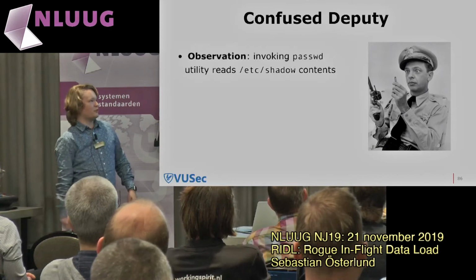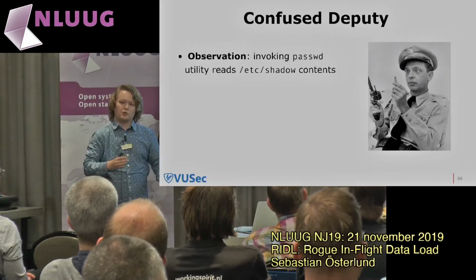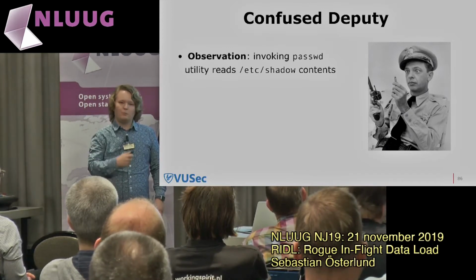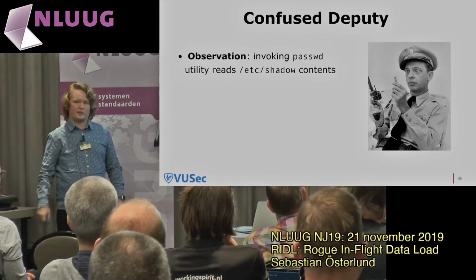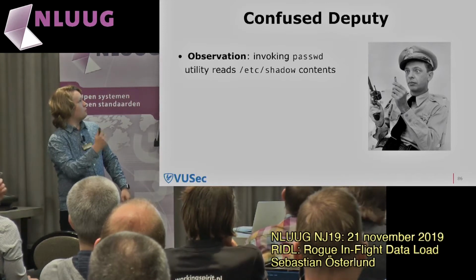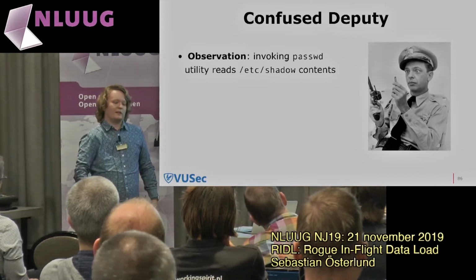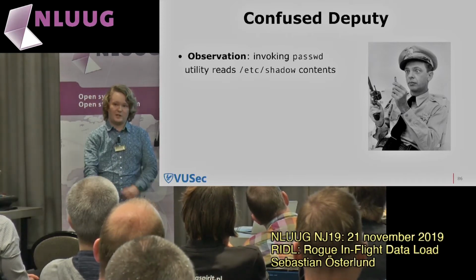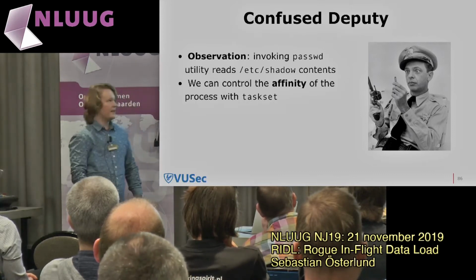So enter the confused deputy attack. Typically, as a normal user, you can't really read any sensitive data. But of course, you can trick other, more privileged utilities on the system into reading this data and pulling it into one of these buffers. One thing we noticed is that by invoking the password utility, the system has to read the etc shadow file to try to authenticate the user. If you want to change your password, of course, the operating system has to open this file.